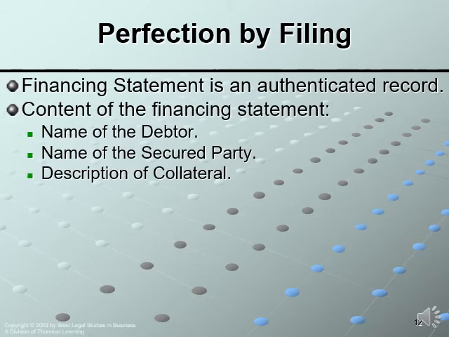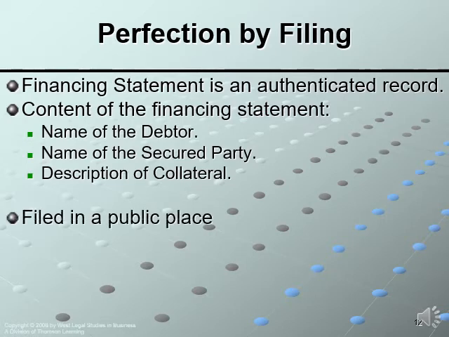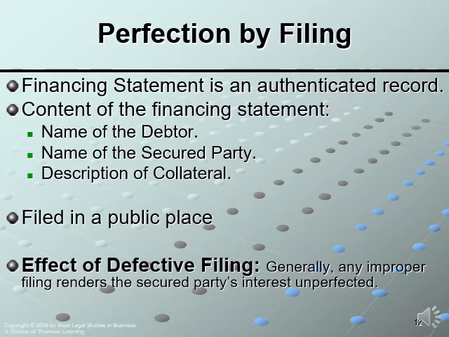So in perfecting by filing, the financing statement is a document. It contains the name of the debtor, the name of the secured party, and also the description of the collateral. And it's filed usually in a public place.